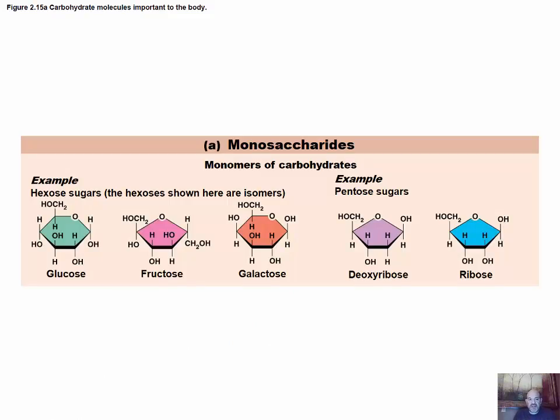Here are some of the monosaccharides. You're not responsible for memorizing the structural formula, but this just shows that there are differences in the way the atoms, or groups of atoms, are arranged. We have glucose here, then there's fructose. We also have galactose. So they're isomers of each other. And then here we have the pentoses, deoxyribose found in DNA, and ribose found in RNA.